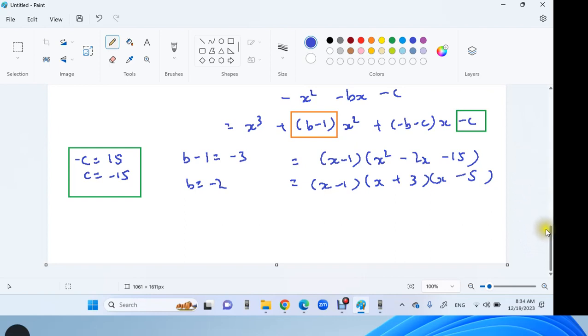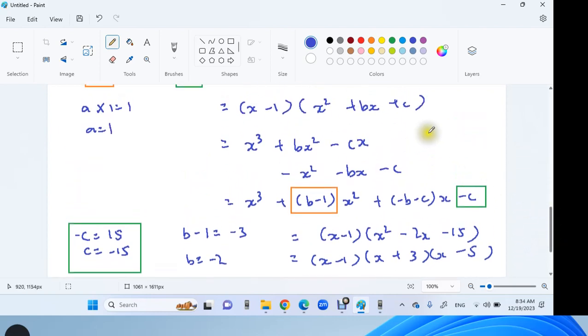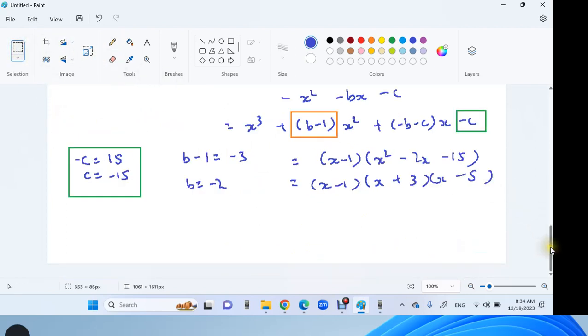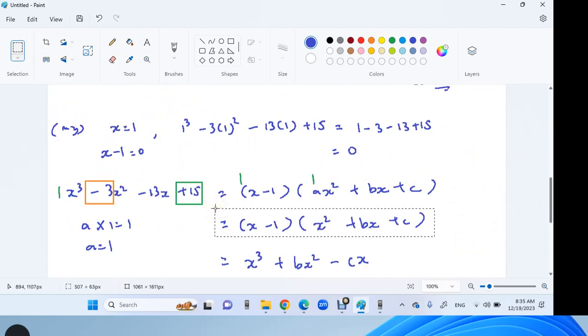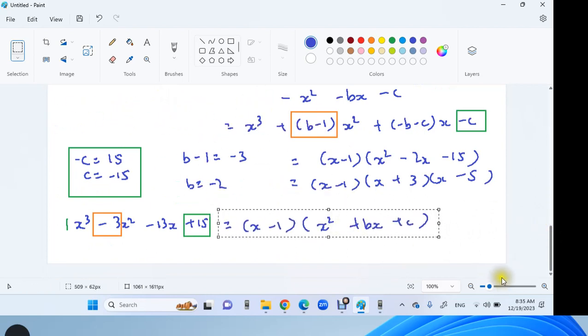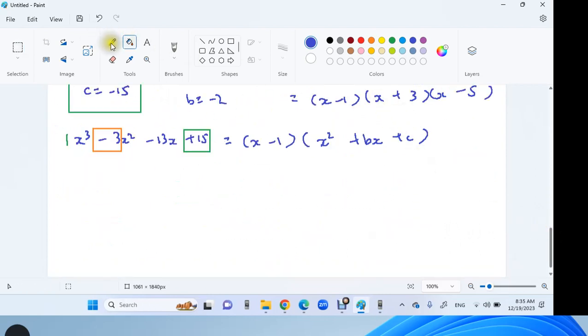Instead of doing this way, just now I said that for this part we actually have the other way to solve it. For this part, you can substitute some other value into this equation. That is, we have this one equal to this one, and then we want to find the value of B and C.